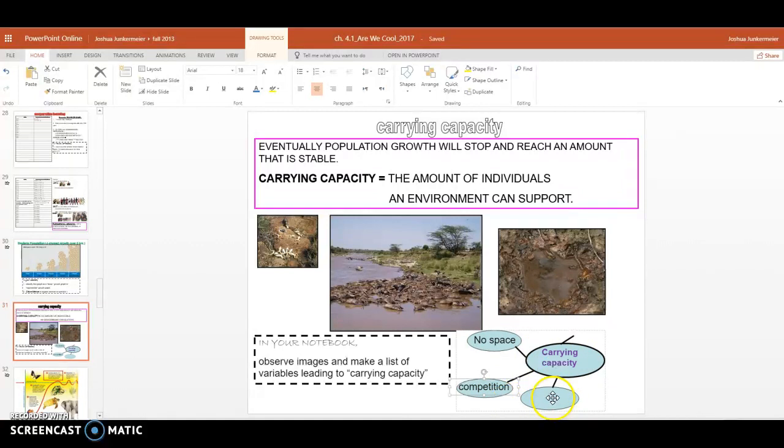You think, though, what's one other thing you could write in this bubble? On your own, think of something that keeps the population from growth and that causes it to stop growing exponentially. All right, good luck. That's slide 31. Let's keep moving.